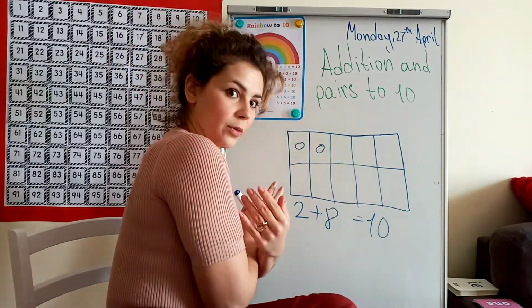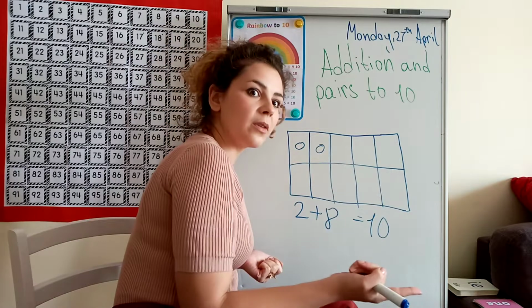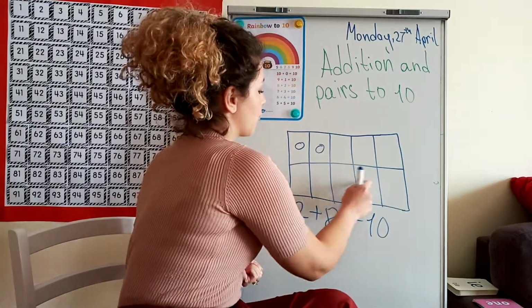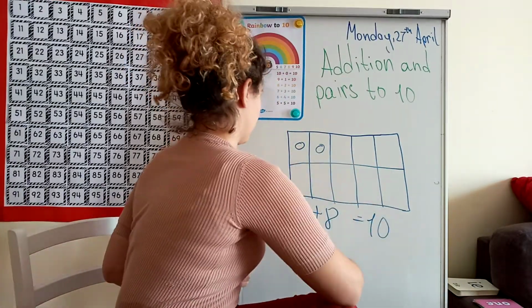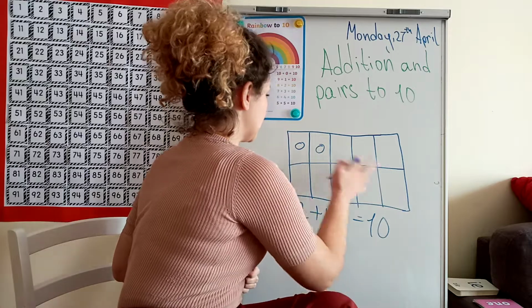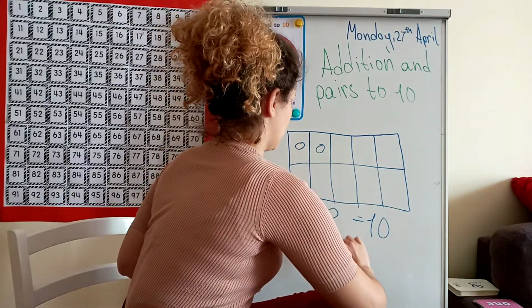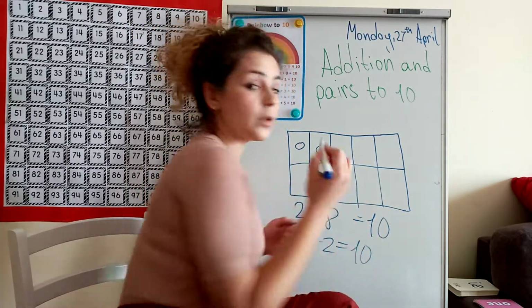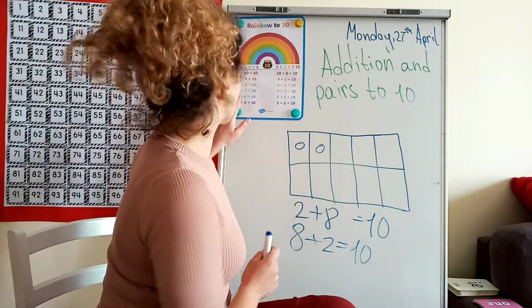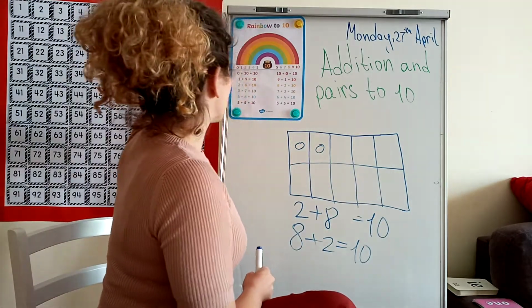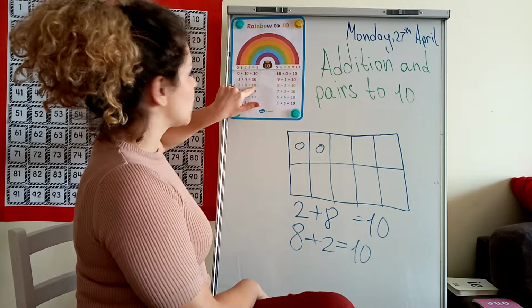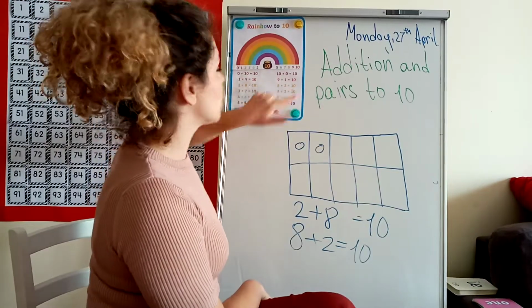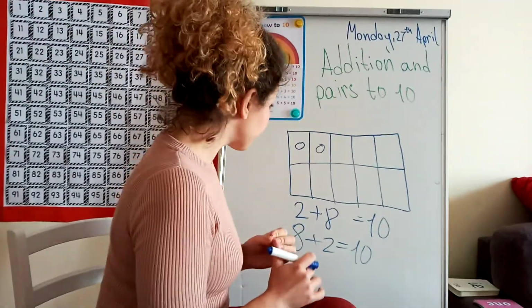Maybe if I want, I can do it now in reverse. Maybe I can first count the empty ones. 1, 2, 3, 4, 5, 6, 7, 8. Okay, and let's see. 1, 2. The result is still the same. So let's take a look here. And this is what it says. 2 plus 8 equals 10. 8 plus 2 equals 10.